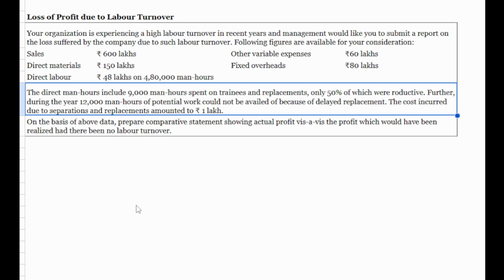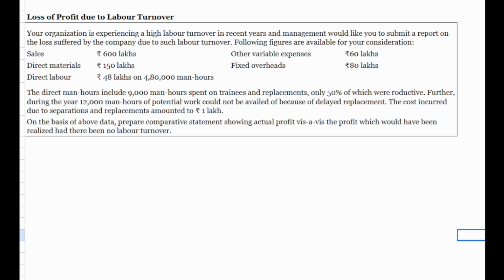Also given, the direct man hours include 9,000 man hours spent on trainees and replacements, only 50% of which were productive. That means 4,500 hours were productive. Further, during the year, 12,000 man hours of potential work could not be availed because of delayed replacement. So, labor turnover has caused a loss of 12,000 man hours. The cost incurred due to separation and replacement amounted to 1 lakh. So, this is an additional 1 lakh cost.